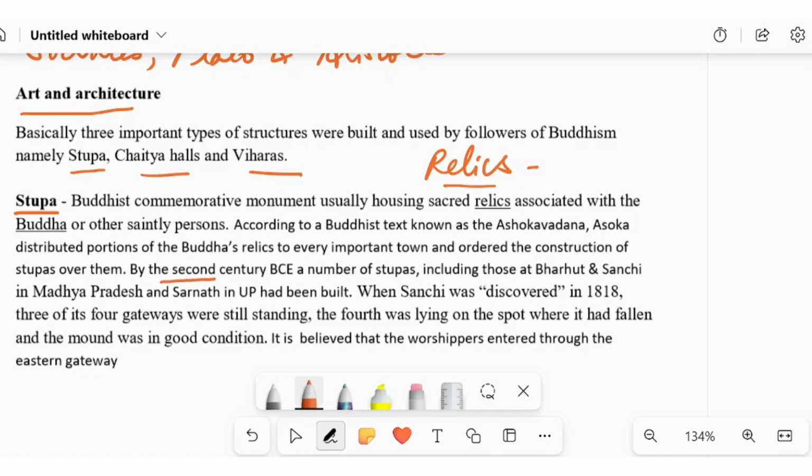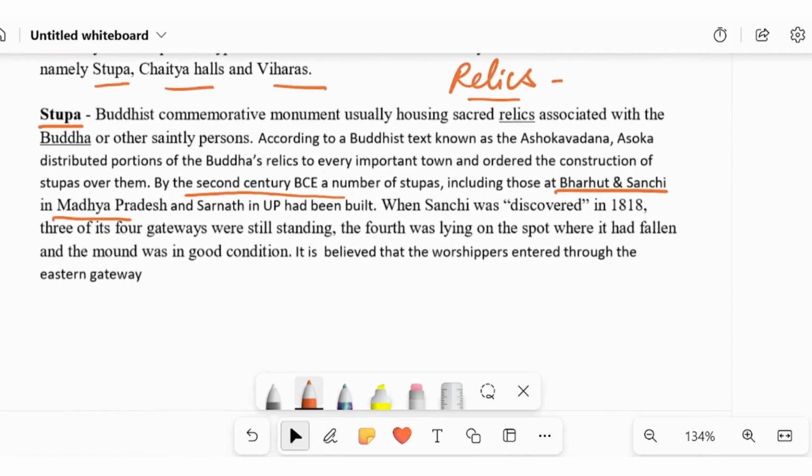So by the 2nd century BC, a large number of stupas, including those at Bharut and Sanchi in Madhya Pradesh, had come into existence. And the Sanchi stupa was discovered much later, in 1818. Surprisingly, it was found in very good condition. The entire structure was intact, along with its four gateways. One gateway had fallen, but it was on the ground in good condition.